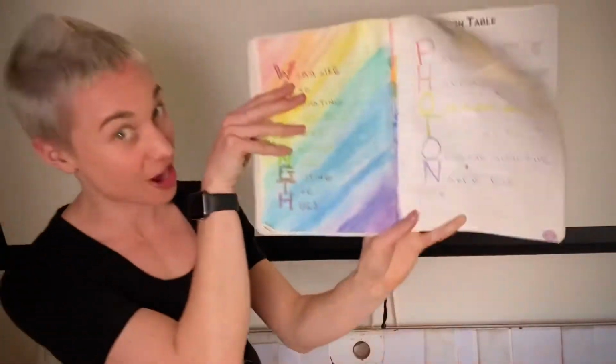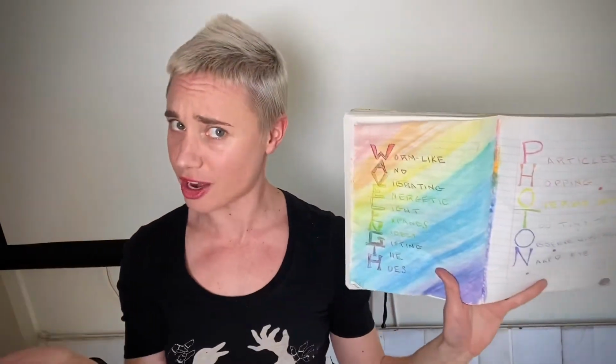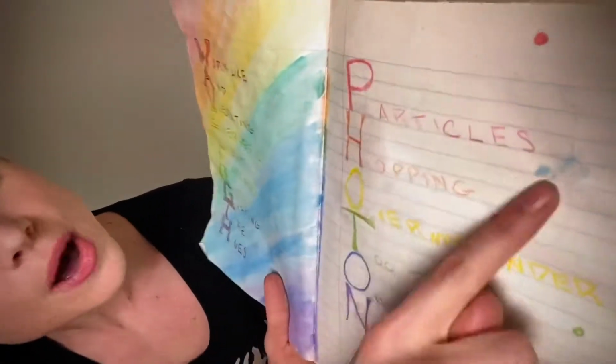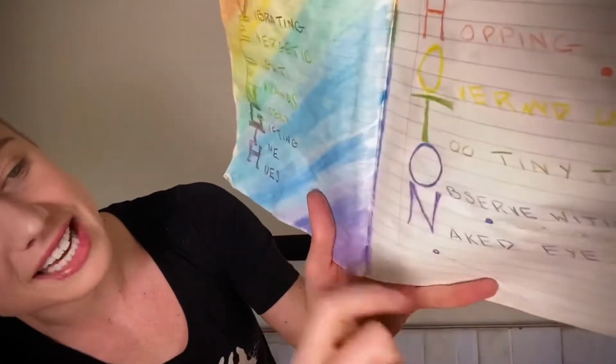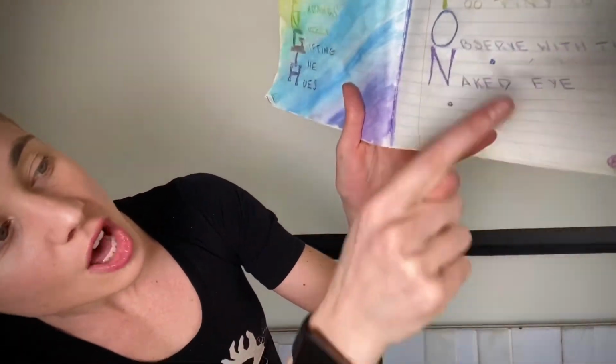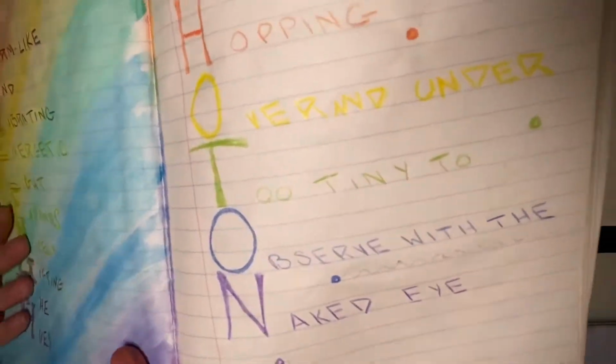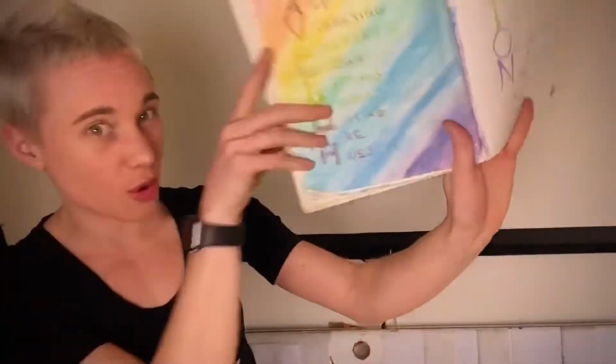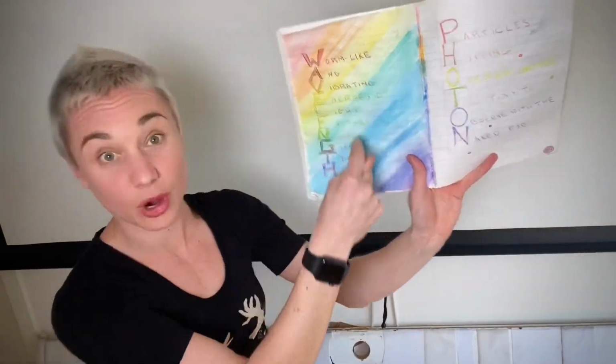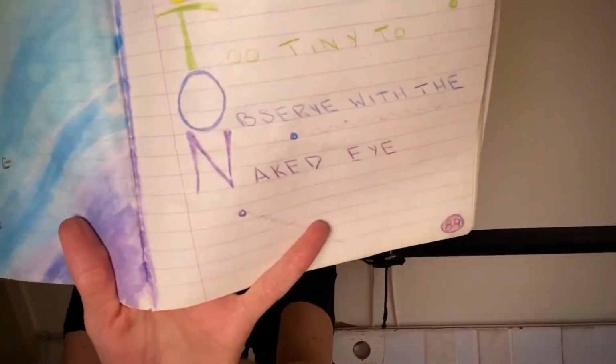Here's a second acrostic poem that I wrote, and you are more than welcome to write more than one acrostic poem. I also chose the word photon, and for photon, I wrote: particles hopping over and under, too tiny to see, observable with the naked eye. So you'll notice for this poem, you can even have entire phrases that start with that letter. In the first acrostic poem, everything is only one word. And for this acrostic poem, some I just wrote one word, but others I wrote more than one word after that letter. So you can be creative and you can do whatever you want within this framework.